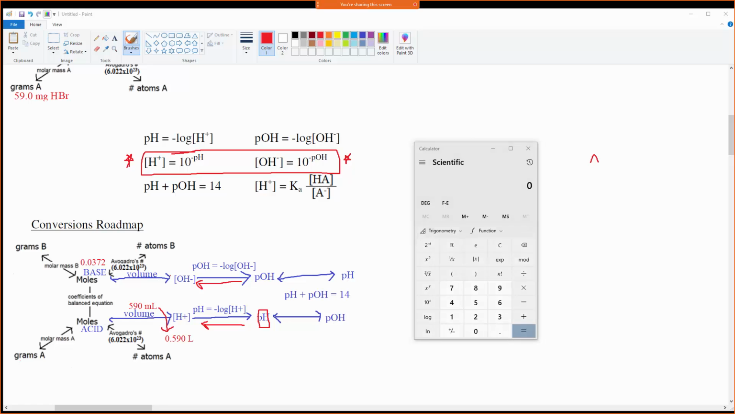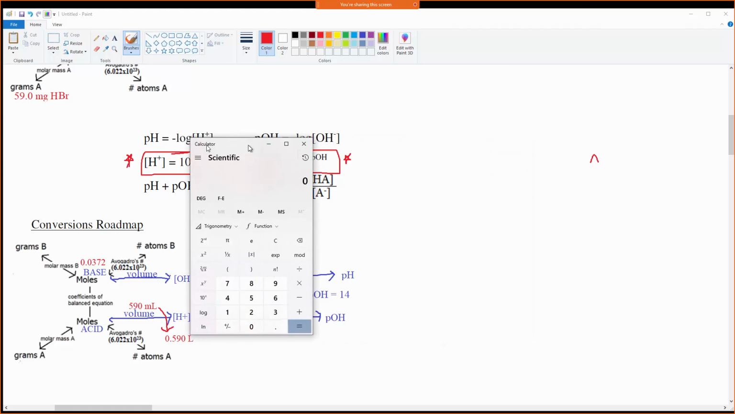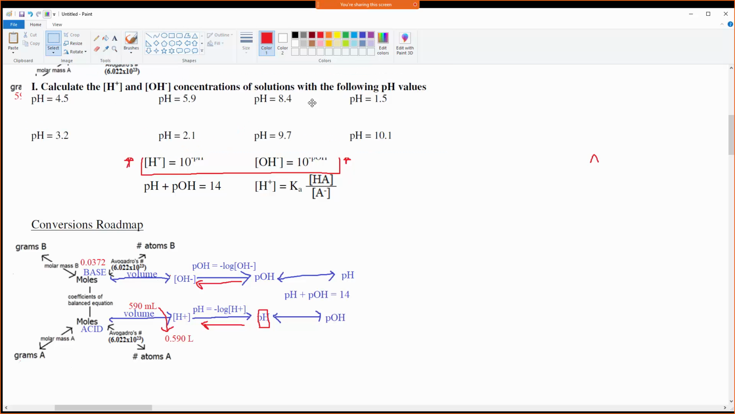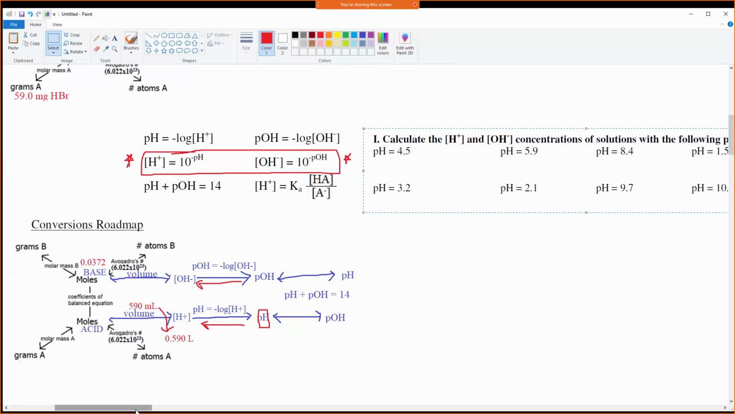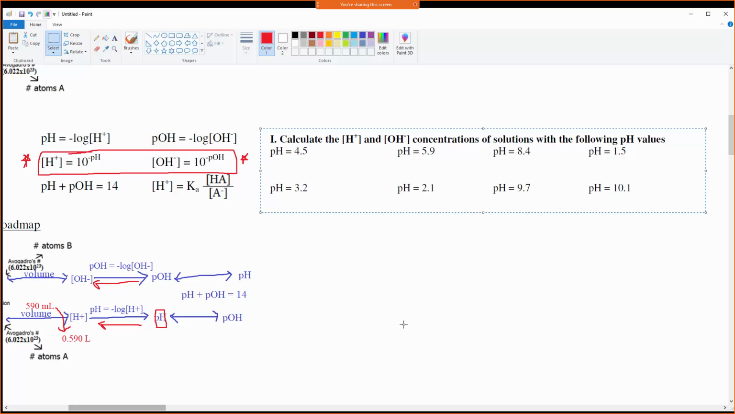Let's practice just a few of these. Right now I'm in your second worksheet from your acids and bases, and I'm just gonna copy this all in here. It's not hard, it's just different. We haven't done this before yet.